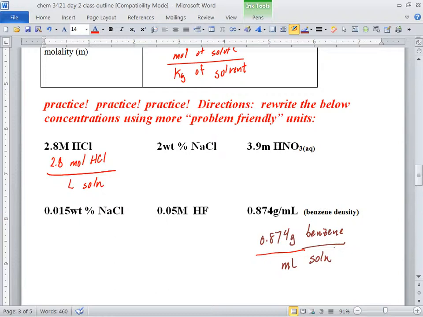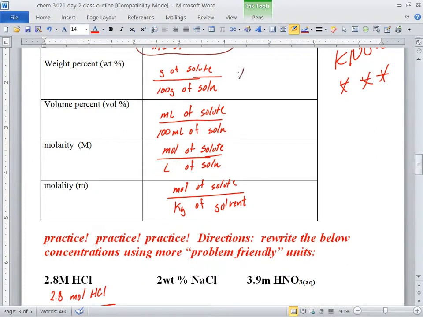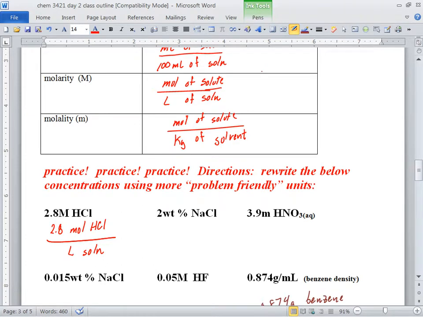How about the jump up to the 2 weight percent NaCl? Did that little thing make it all the way around so I can be fair picking on people? I just pick on Danielle anyway. Danielle, how would you write 2 weight percent NaCl in a format that's a little bit easier to use? All right. Weight percent is right here. How many grams of NaCl? It says 2. Divided by what? 100 what? Grams of solution. 2 grams of NaCl over 100 grams of solution. Okay.